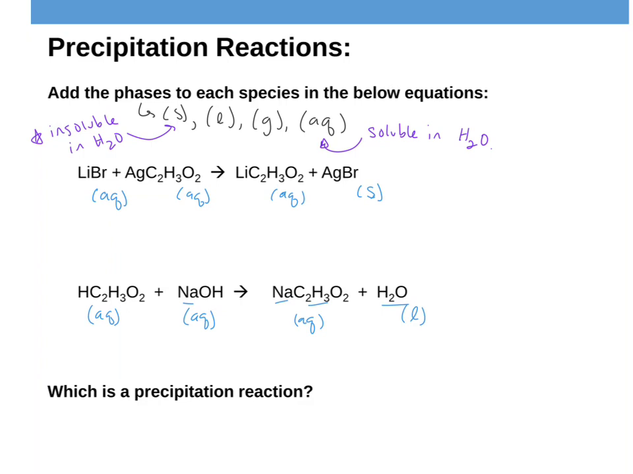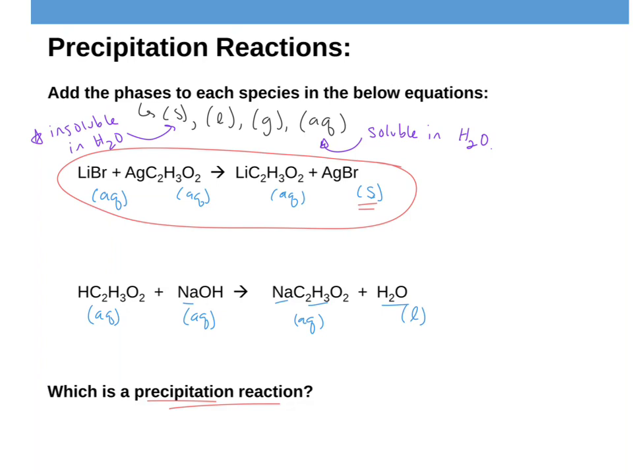Now, if I go back down here, it's asking which of these is a precipitation reaction? We all know now that I have to start with two aqueous things, check and check, both of those work. And I need to end with the solid, and only this one ends with the solid. The silver bromide should be a solid, and in the second one, water is a liquid, so that's not a precipitation reaction.